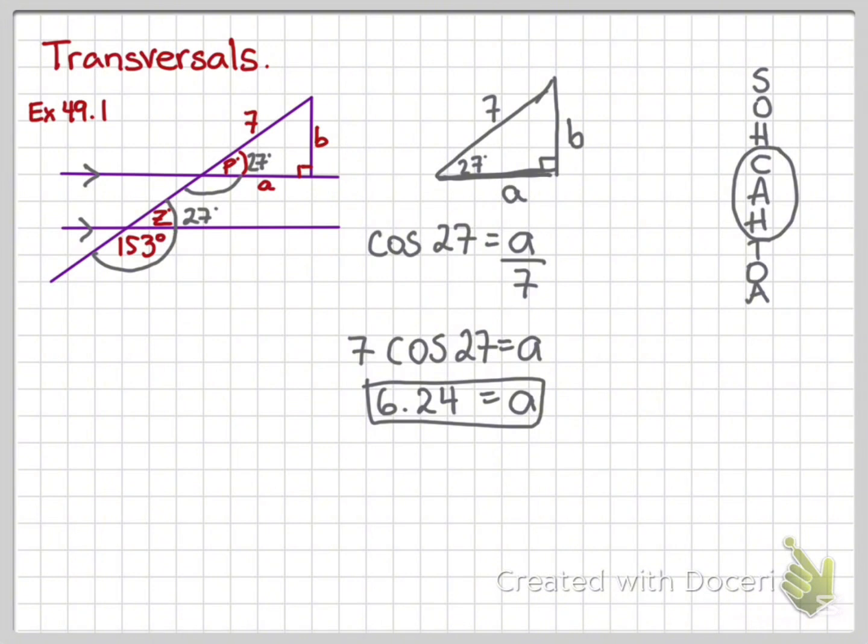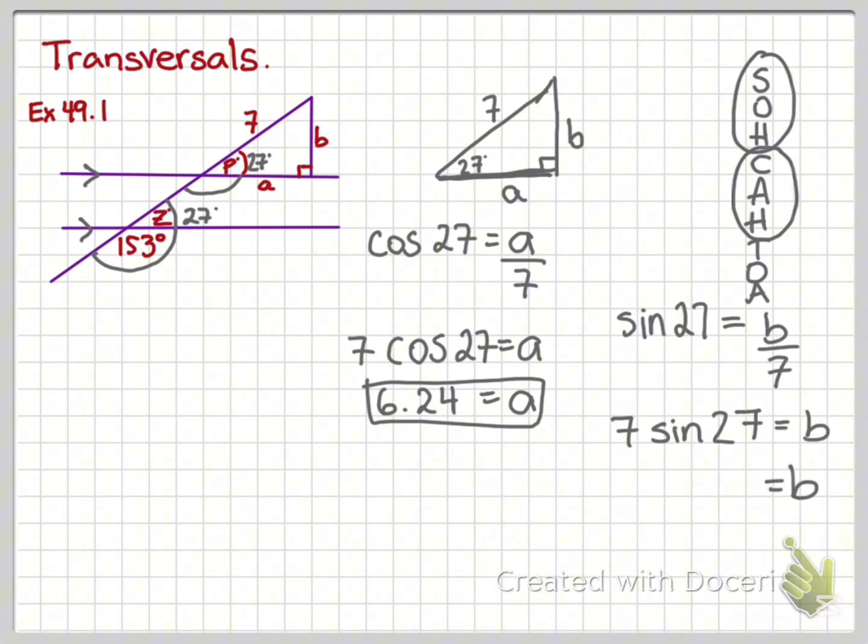And now we do the same with b. b is opposite side to 27, so we need to use sine. Sine of 27 is b over 7. The 7 that is dividing goes to multiply, so 7 sine of 27 equals b. And if we put that in the calculator, we get 3.18. And that's it. That's all we have to do.